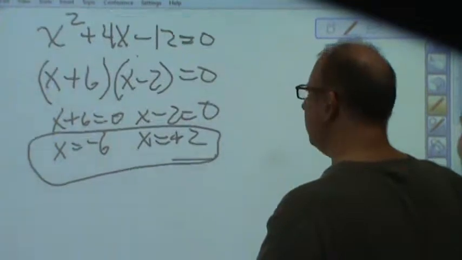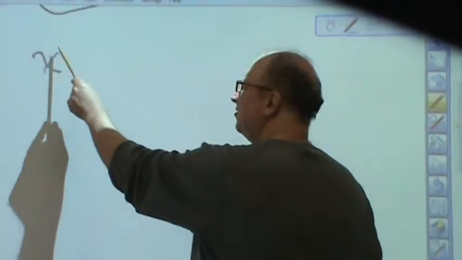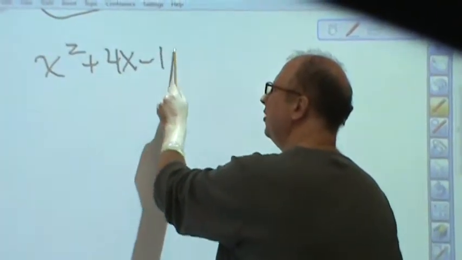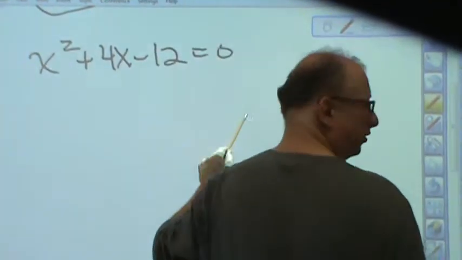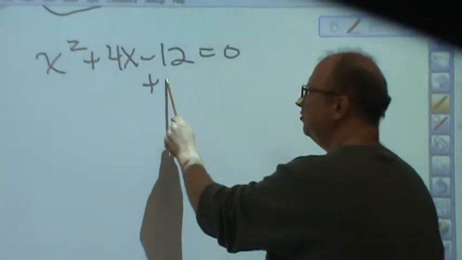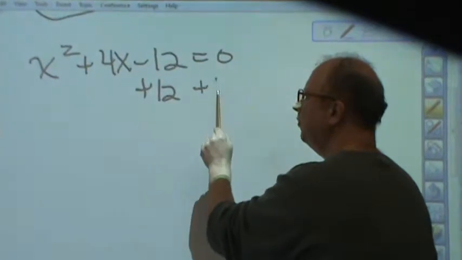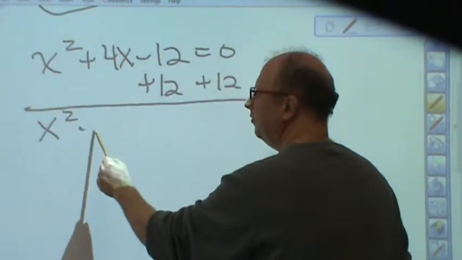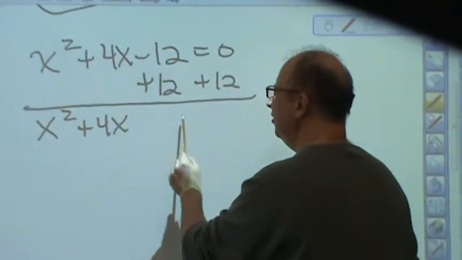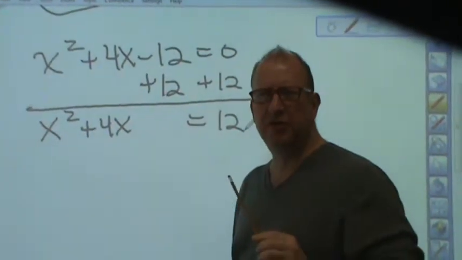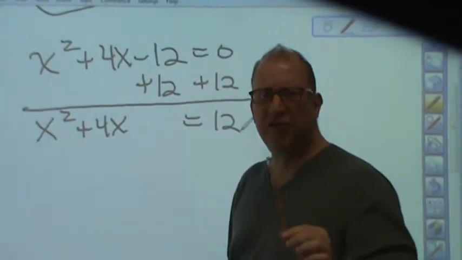And we're going to do something called completing the square on this example. Let's say x squared plus 4x minus 12 is equal to 0. What I'm going to do is I will first add 12 to both sides of the equation. I have x squared plus 4x equals 12. At this point, I'm going to do something called completing the square.